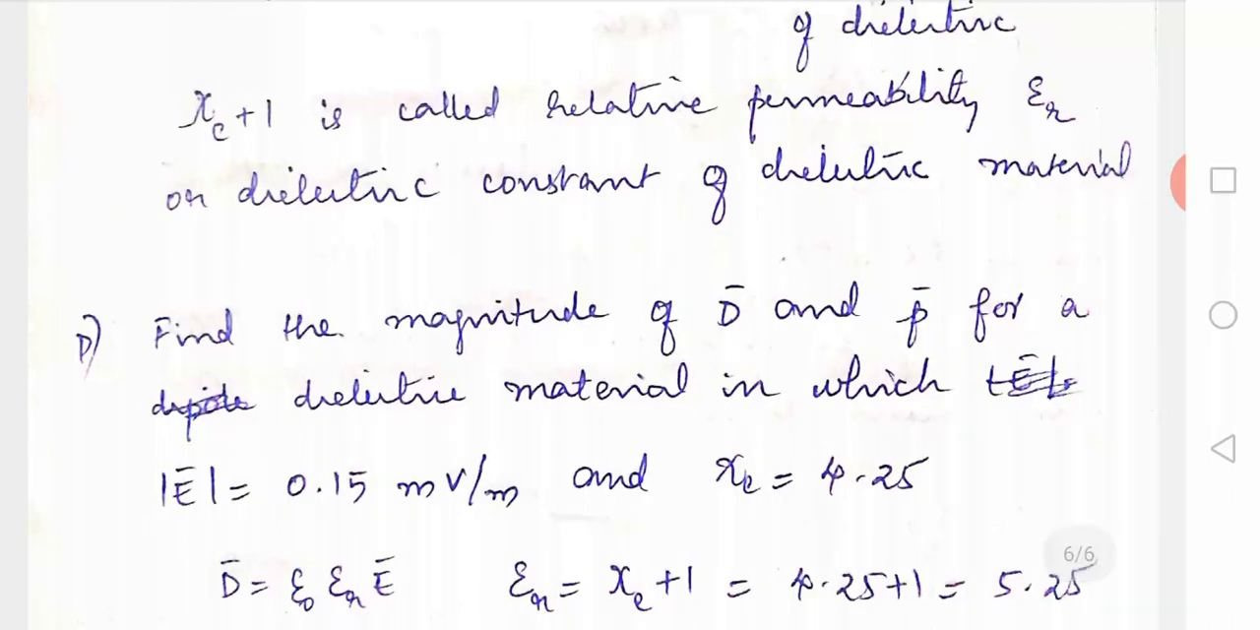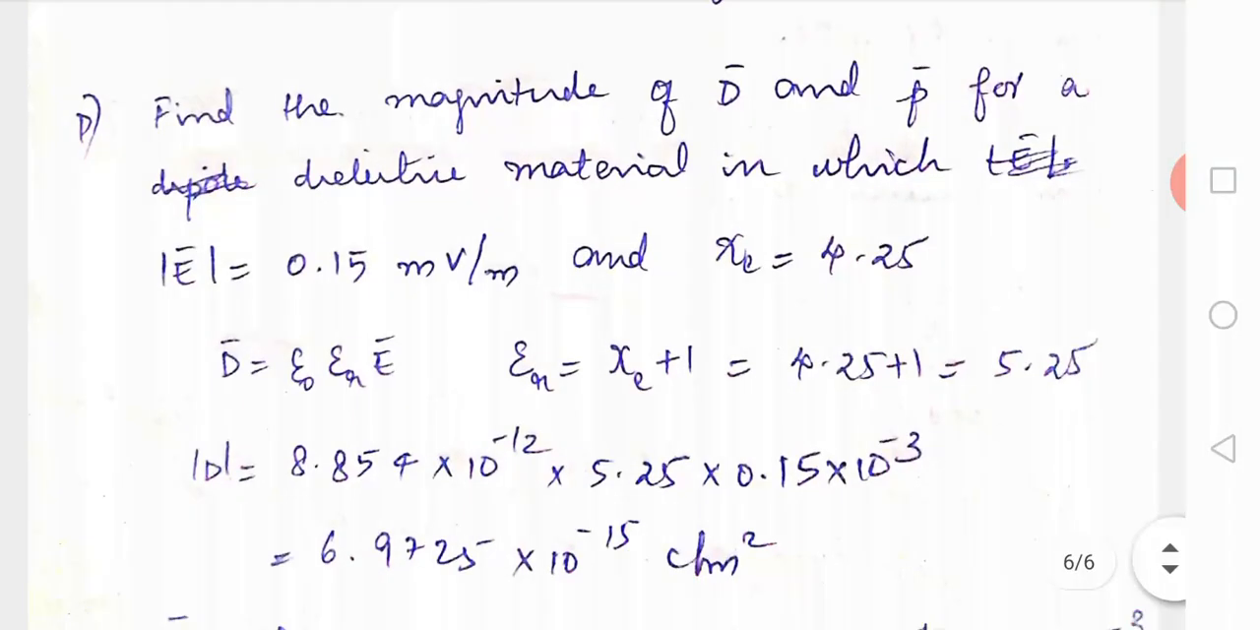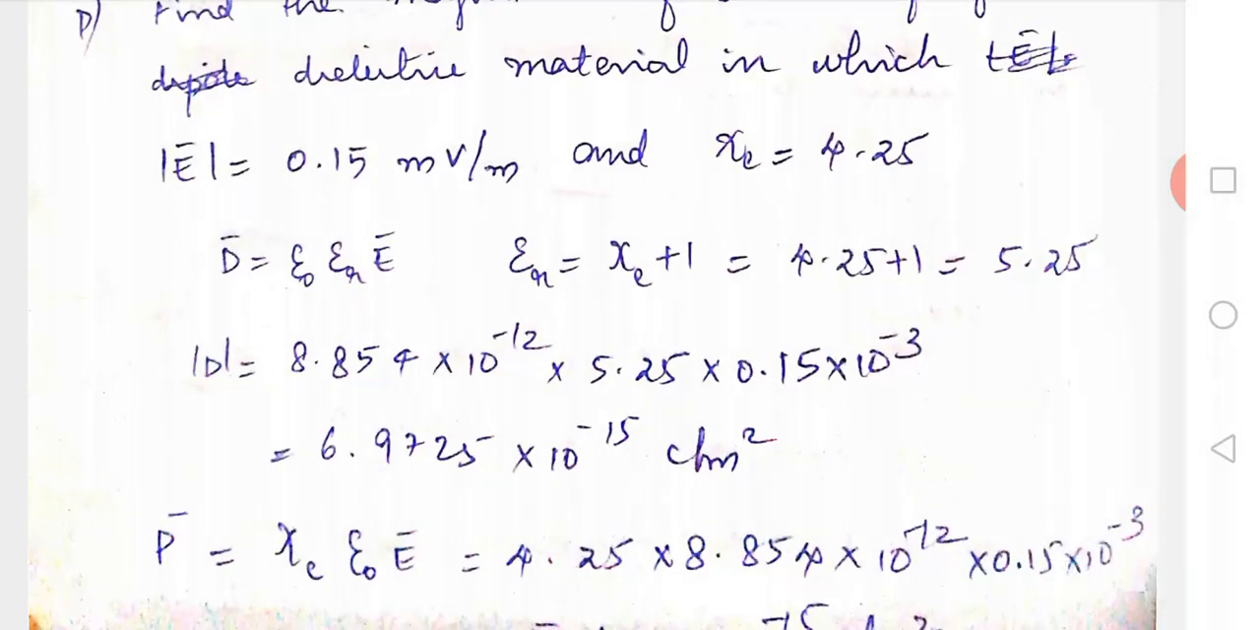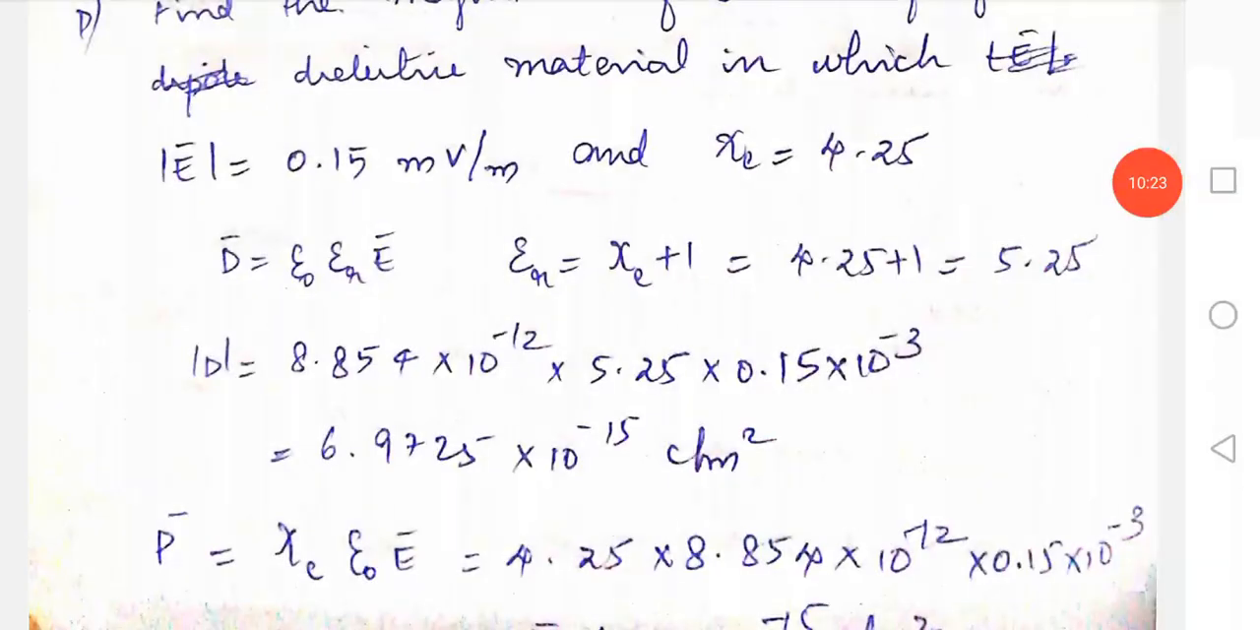Now we have a problem. Find the magnitude of vector D and vector P for a dielectric material in which mod vector E is equal to 0.15 millivolt per meter, psi E is equal to 4.25. Now what is vector D? Vector D is equal to epsilon naught epsilon r vector E. Epsilon r is equal to psi E plus 1. The psi value given is 4.25 plus 1, that is 5.25.